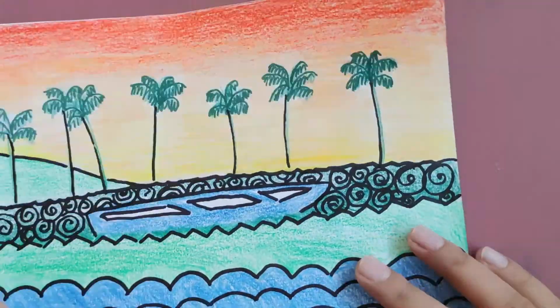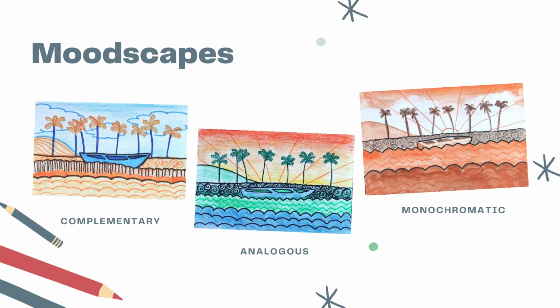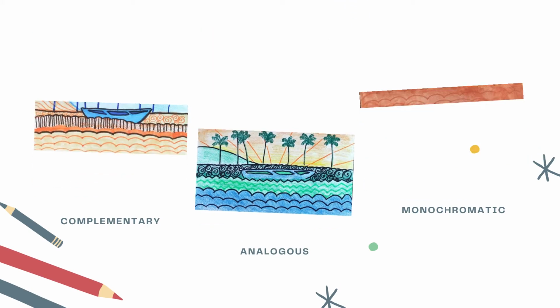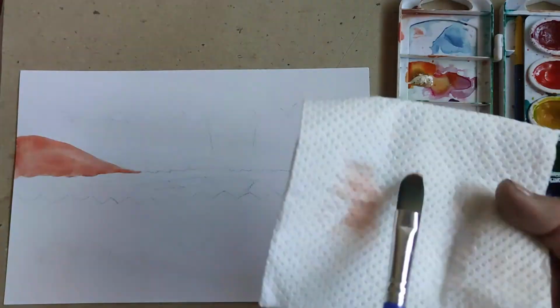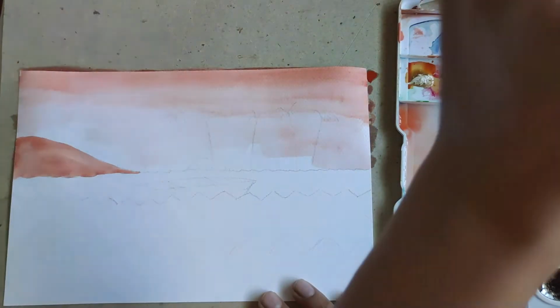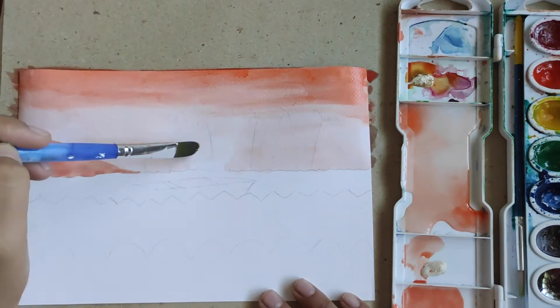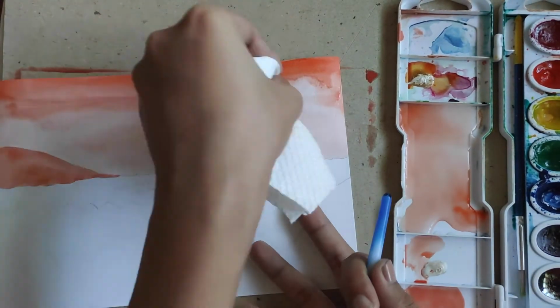Lastly, I will show you how to achieve a monochromatic painting. Here, I will use orange as the base color of my painting. To create tints, you may add white paint or add more water to make it lighter. Here, I'm using tissue to create cloud silhouettes in the sky.